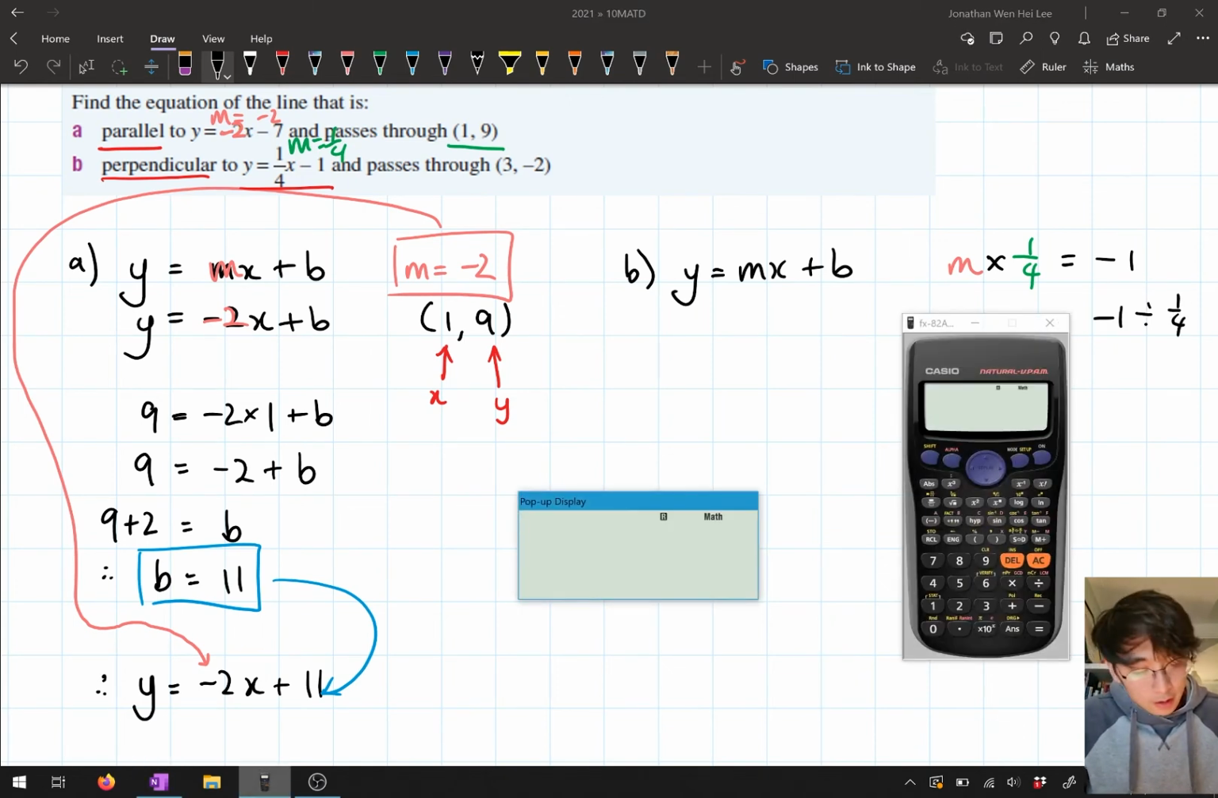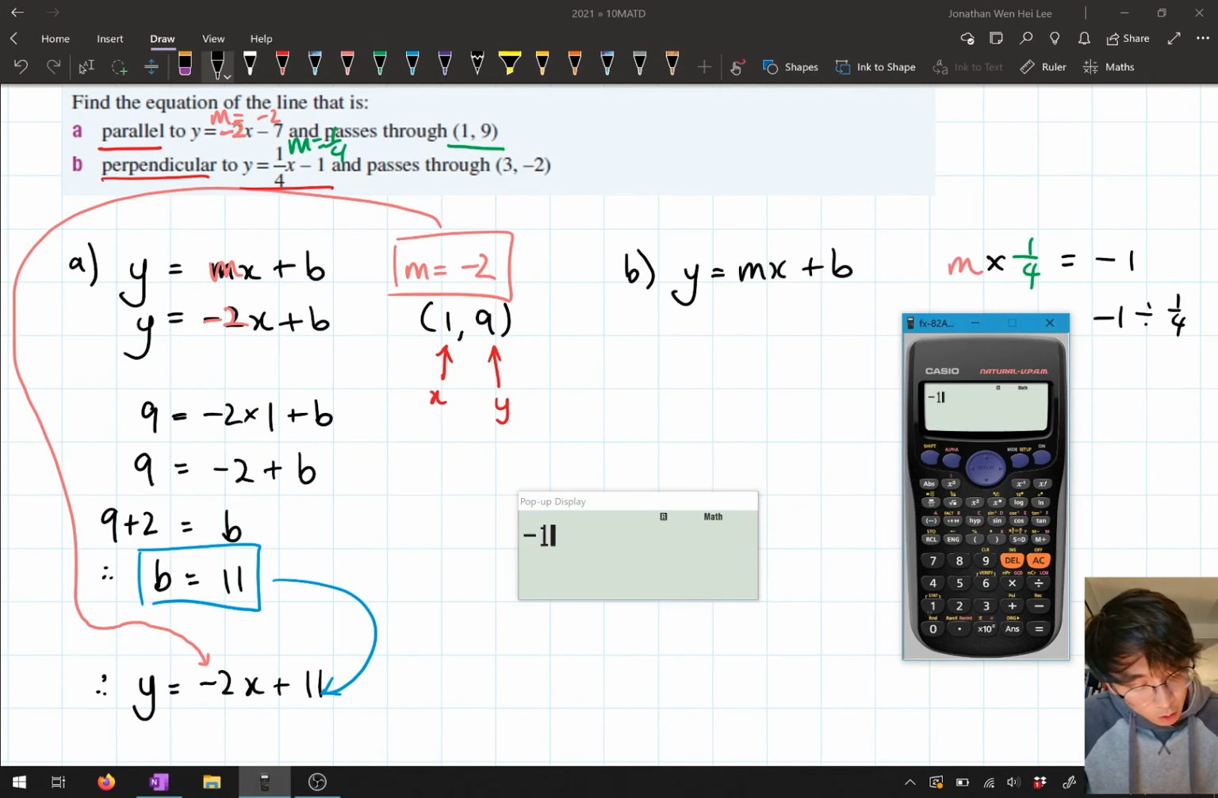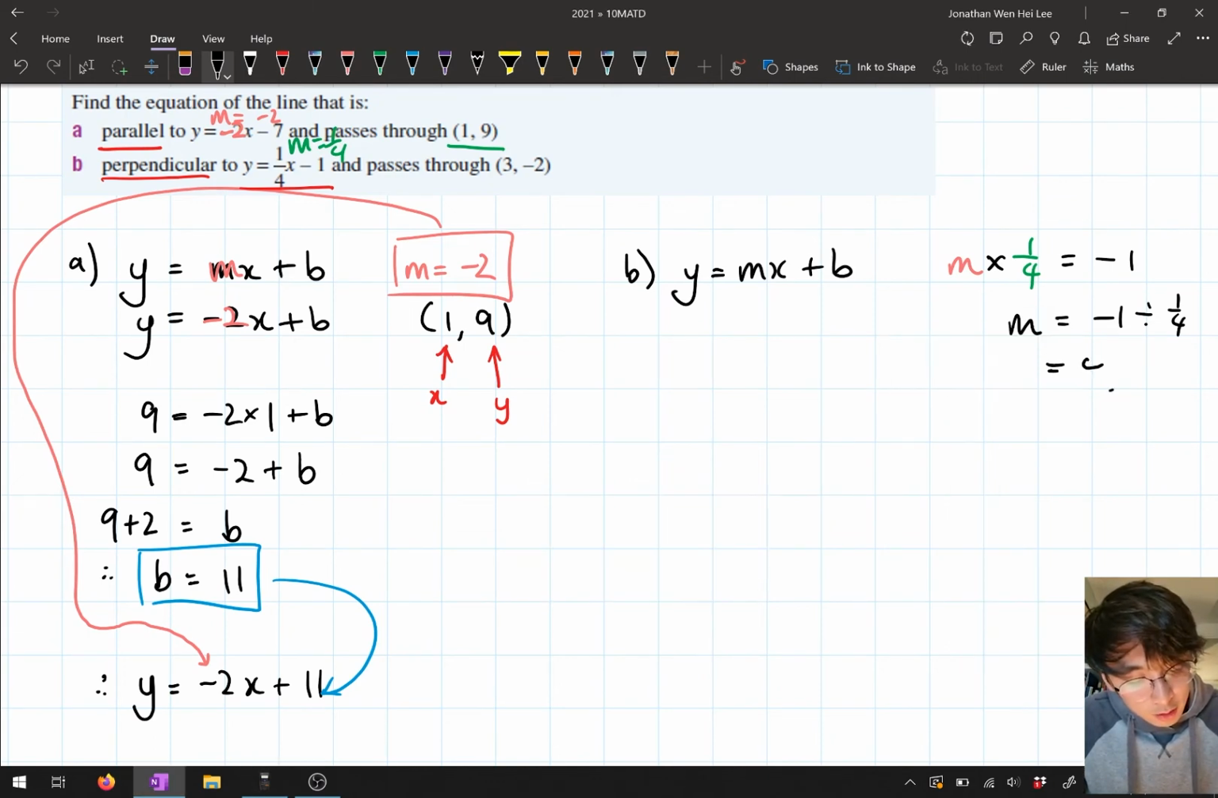Or the other way, actually, let me just do this first. So negative 1 divided by 1 over 4 gives me negative 4. So that tells me that my gradient here is just going to be negative 4. Now that's one way that you can solve it.